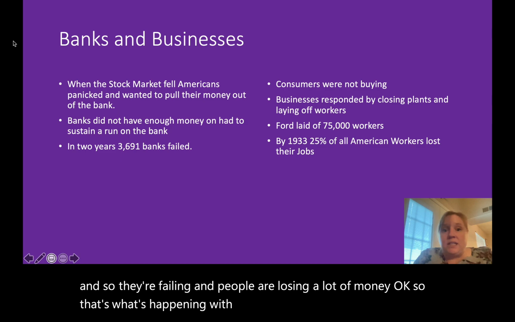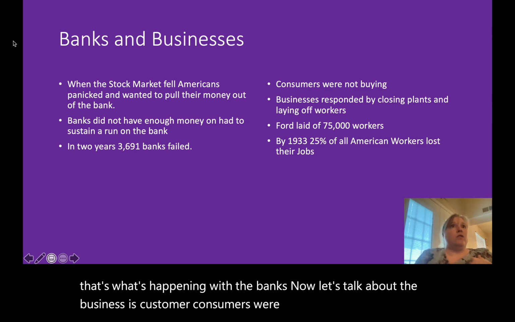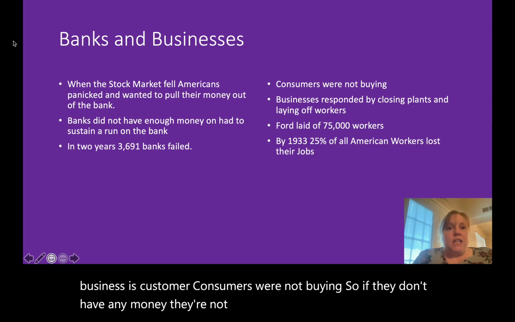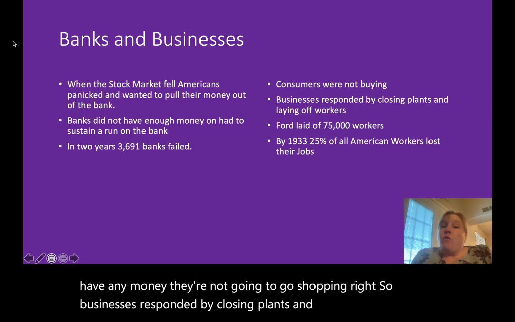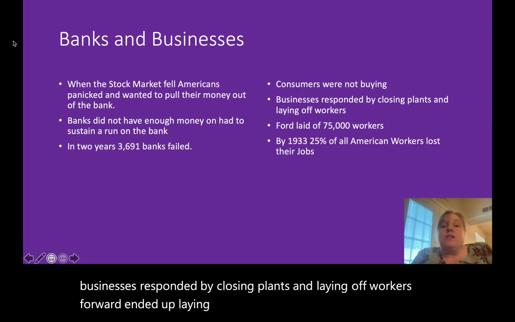Now let's talk about the businesses. Consumers were not buying. Okay, so if they don't have any money, they're not going to go shopping, right? So businesses responded by closing plants and laying off workers. Ford ended up laying off 75,000 workers.